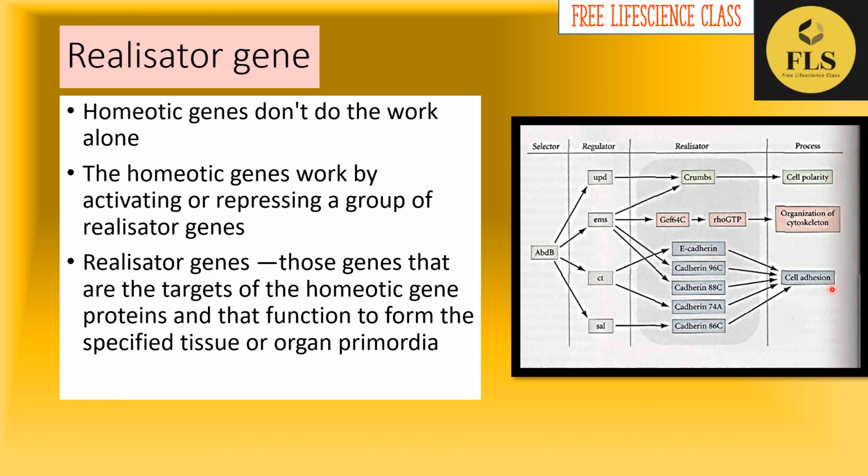Here the processes carried out by these cells are cell polarity, organization of the cytoskeleton, and cell adhesion. So for forming a segment, there should be processes like this. Cell polarity should be noted. Organization of the cytoskeleton should be there. Cell adhesion is needed. Everything will be by the help of realizator genes. So this is all about the homeotic selector gene. I hope you all have understood all the topics.